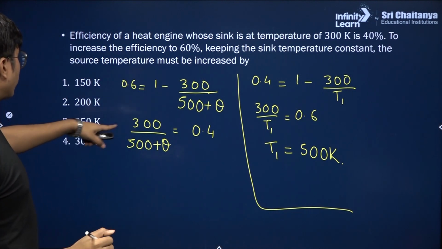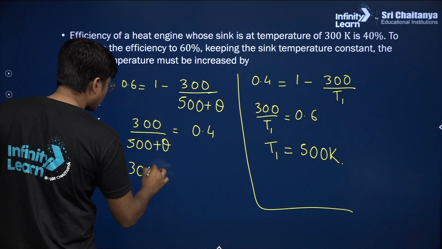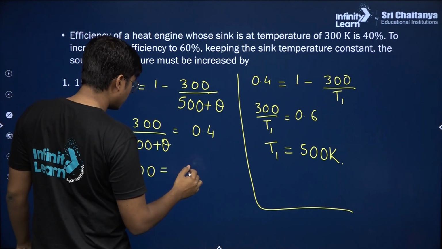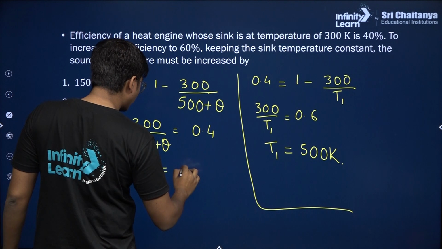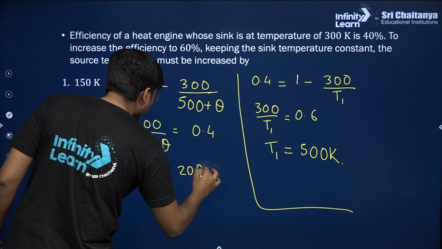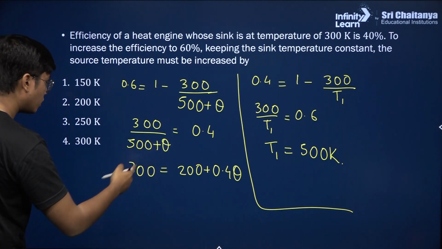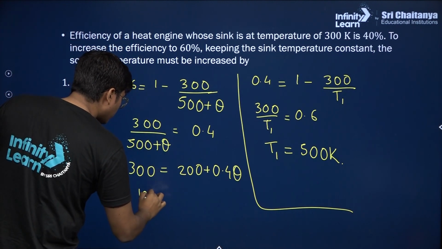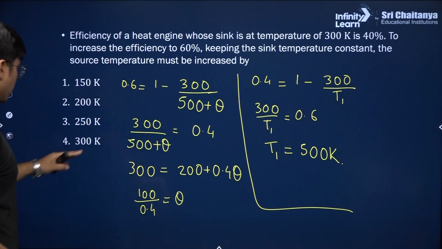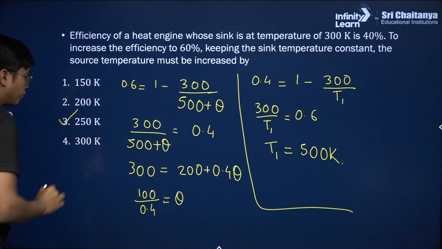So 300 by 0.4 is equal to 500 plus theta, or even you can go the other way as 300 is equal to 500 into 0.4, that 500 into 0.4 is going to be 200. So 200 plus 0.4 theta. So that gives you 100 by 0.4 is equal to theta. So from 0.4, if I want to go till there, this would be 250. 250 Kelvin over here.